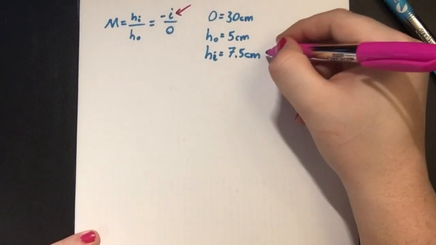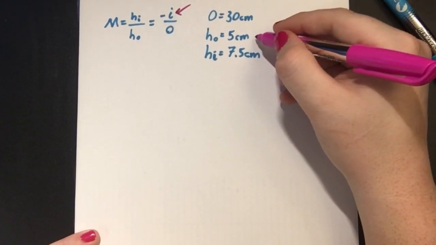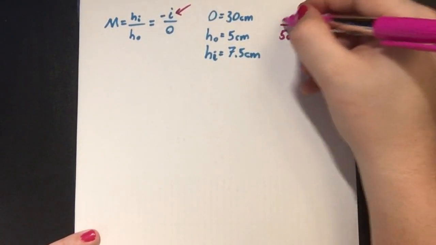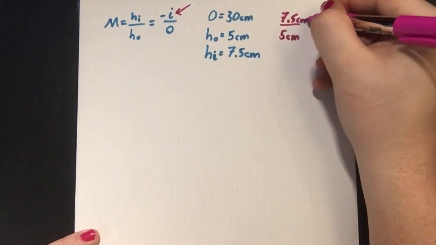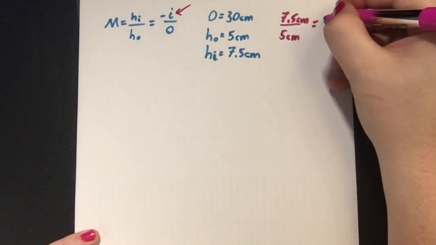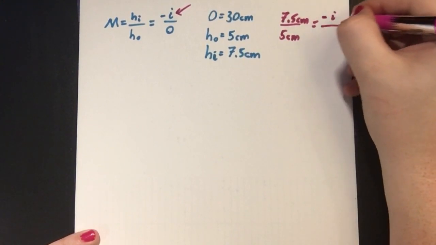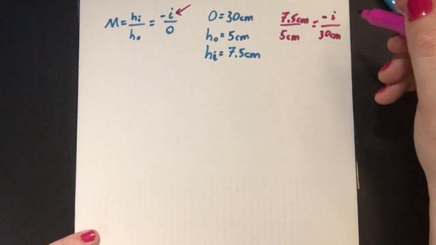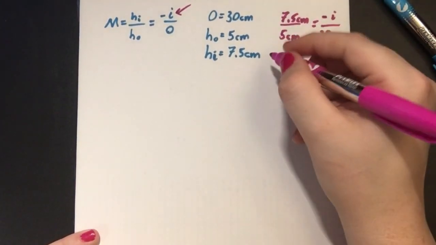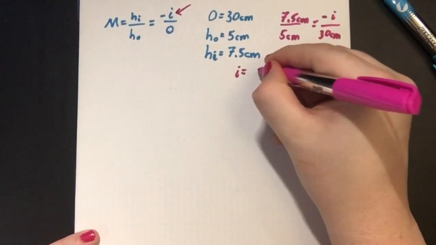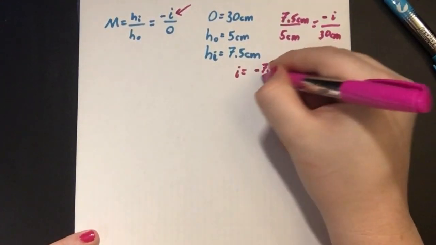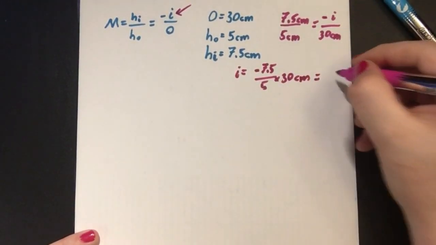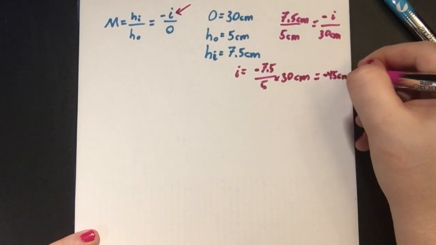So we have the original object height is 5 centimeters, and the image height is 7.5 centimeters. And this equals negative the image distance over the object distance, which is 30 centimeters. So solving for I, we get I equals negative 7.5 over 5 times 30 centimeters. And this ends up being negative 45 centimeters.